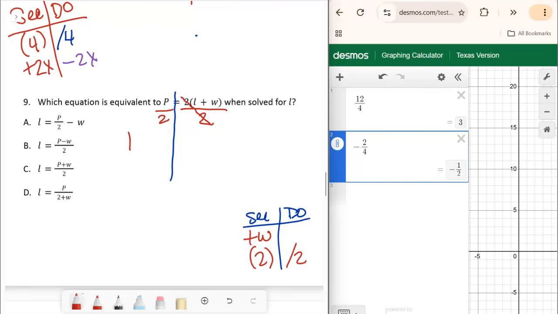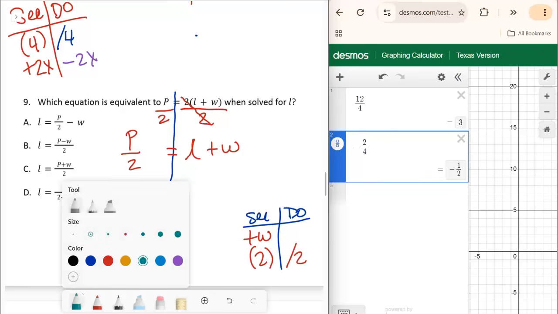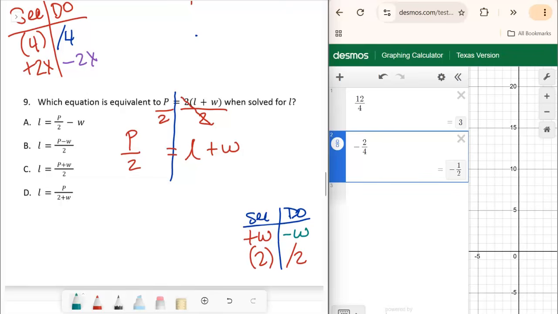Okay, now I have P divided by 2 equals L plus W. And we have to subtract W from both sides so that that W can cancel. Minus W, minus W. So here's your answer. Go ahead and look for it.